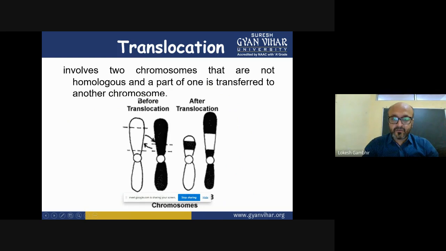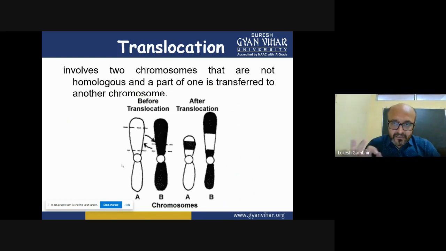See, these are two chromosomes. Now what is happening? There is an exchange of fragments between the two chromosomes. So you see a small portion is taken and a small fragment is given. Thereby you see that segments are exchanged between the chromosomes. That is called translocation.